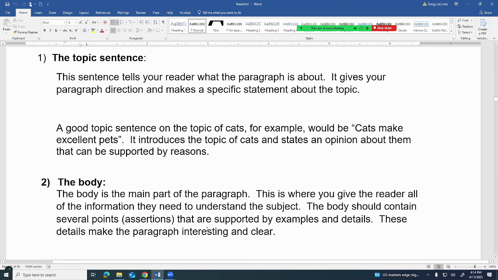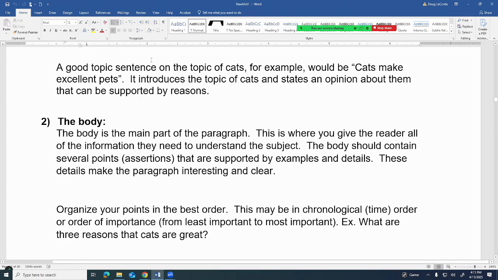Parts of the paragraph. The topic sentence. The sentence tells your reader what the paragraph is about. It gives your paragraph direction and makes a specific statement about the topic. A good topic sentence on the topic of cats, for example, would be: cats make excellent pets. It introduces the topic of cats and states an opinion about them that can be supported by reasons.